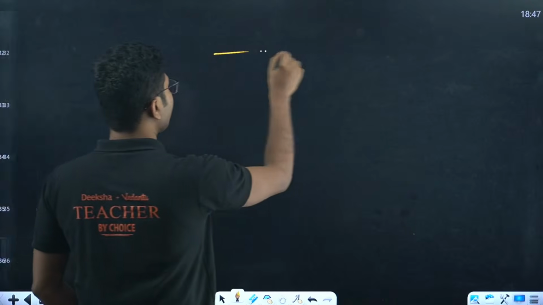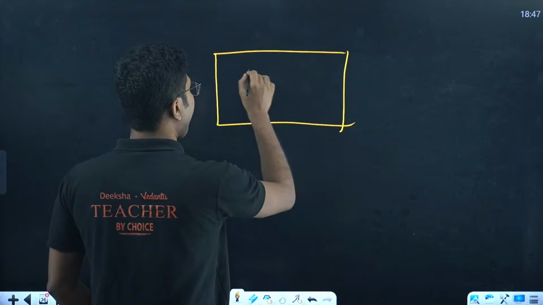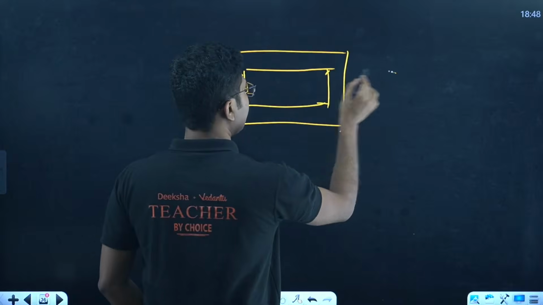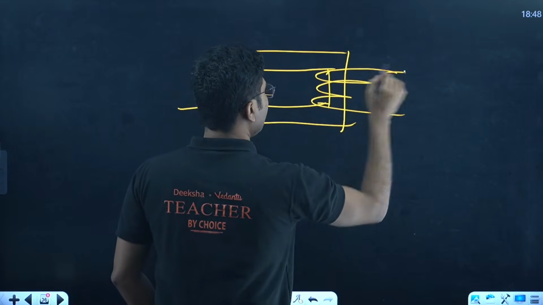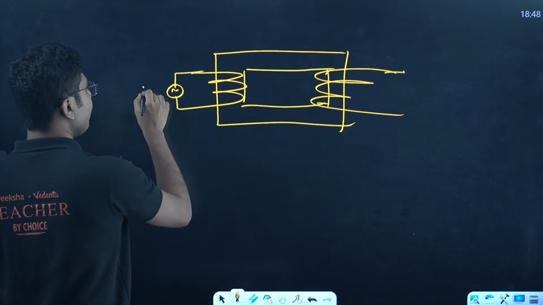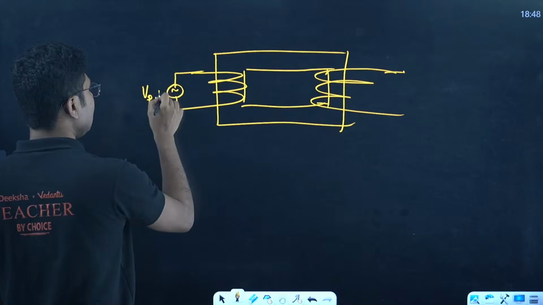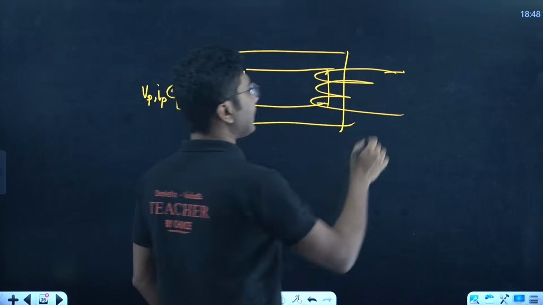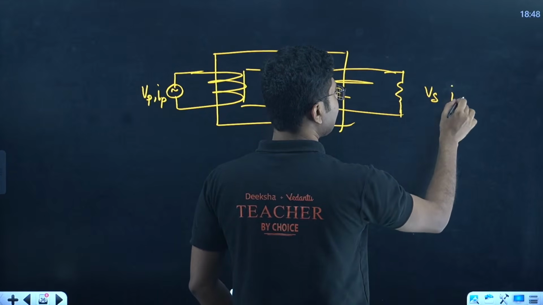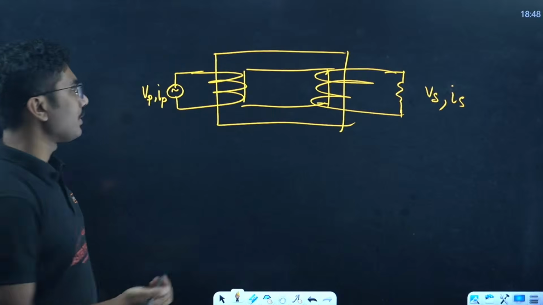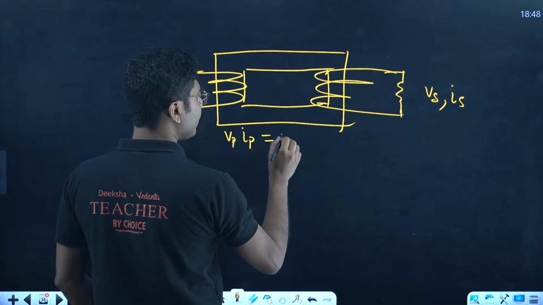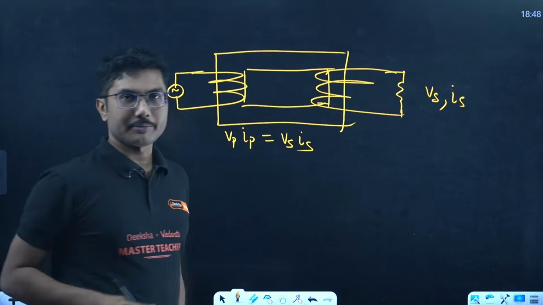Remember that when you are talking about transformers, there is a primary and a secondary. The primary is generally the source where you apply the voltage and current, so Vp and Ip are the things. In the secondary you collect that voltage, and here Vs and Is are the two things. Now for an ideal transformer, obviously power is the same. So Vp Ip equals Vs Is.